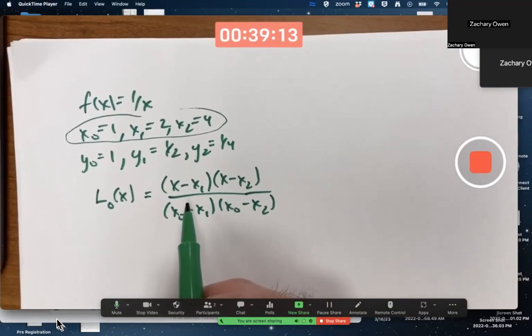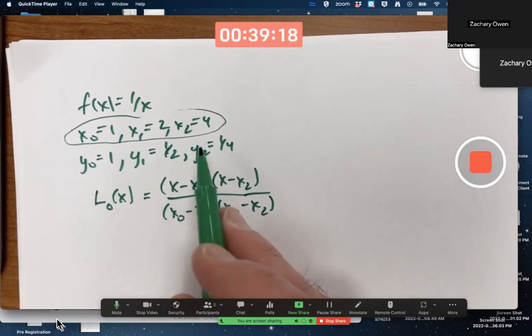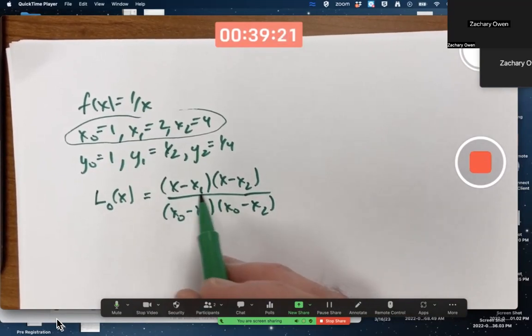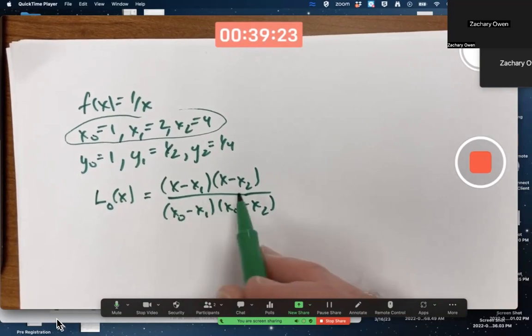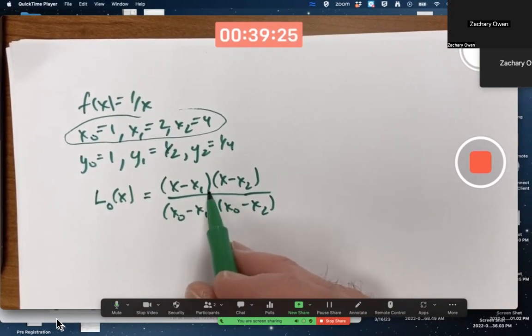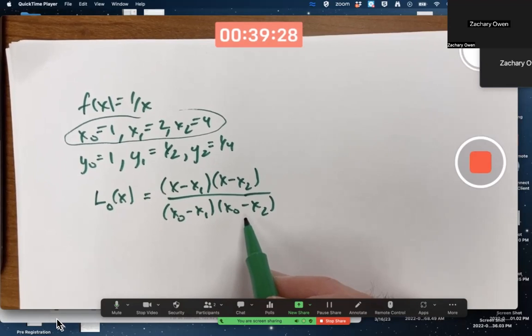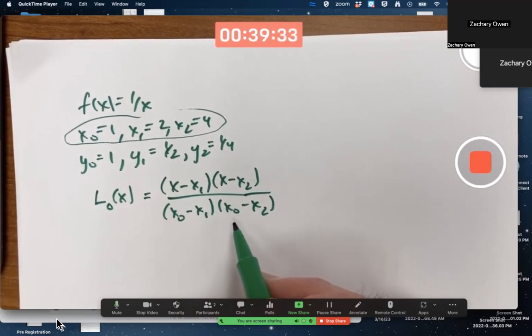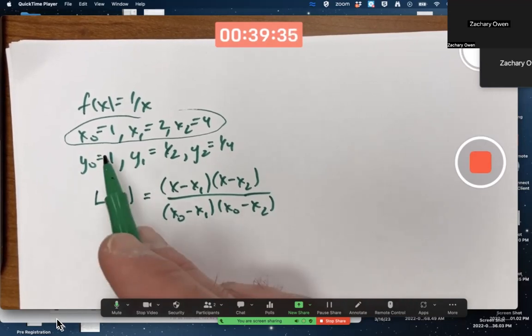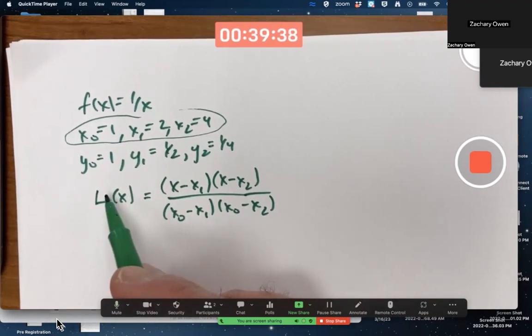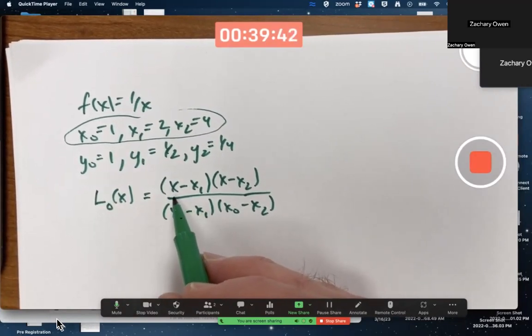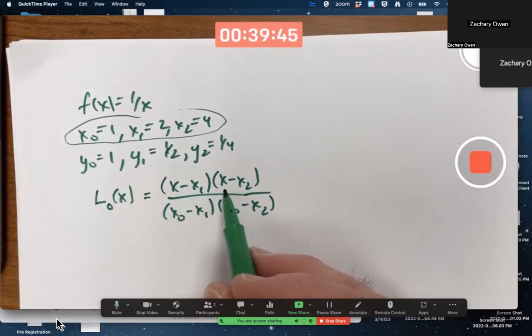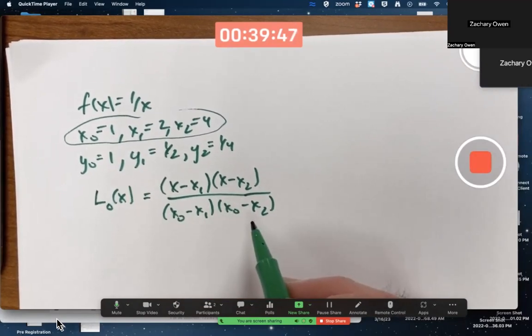That is going to be 0 at the 2 nodes that are not labeled with a 0, x1 and x2, right? If you plug those in, you get 0. The bottom is not 0, right? It's the top that becomes 0. We are not dividing by 0 here. And this thing becomes 1 when you plug in the 0th node, first node, labeled x sub 0, because if you replace x with x sub 0 here and here, you get complete cancellation to a 1 in the end.